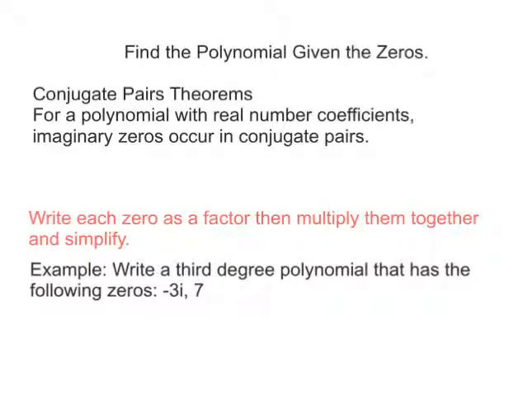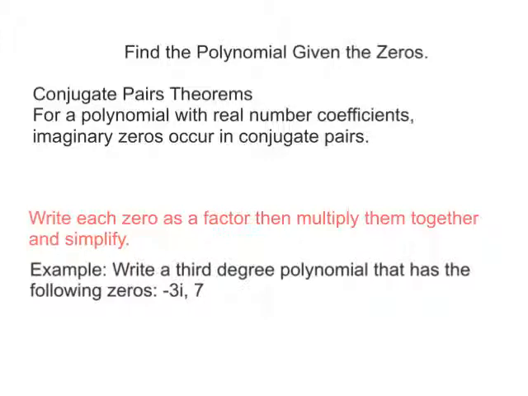Okay, in this video we're going to look at finding a polynomial given the zeros of that polynomial. One thing that you need to know before we get started on this is the conjugate pairs theorem. The conjugate pairs theorem says that for a polynomial with real number coefficients, imaginary zeros occur in conjugate pairs, okay?